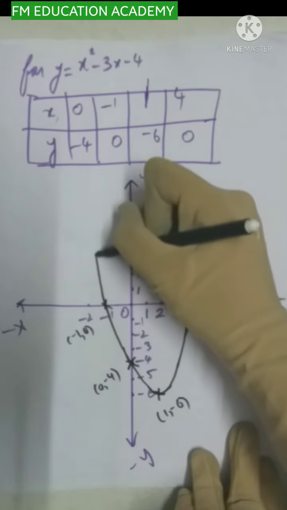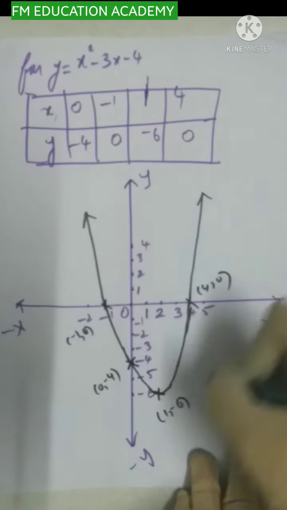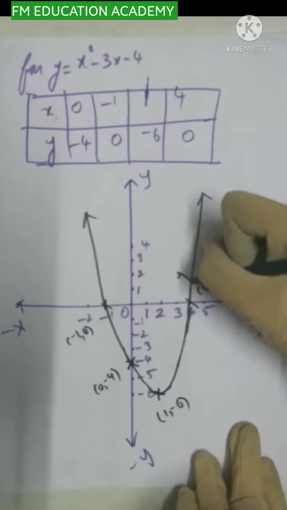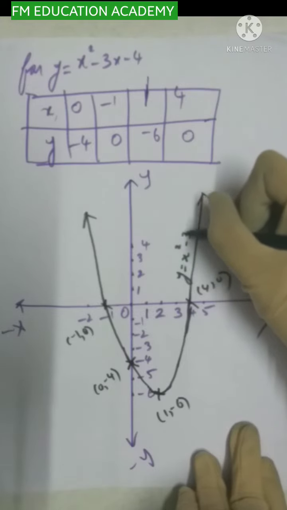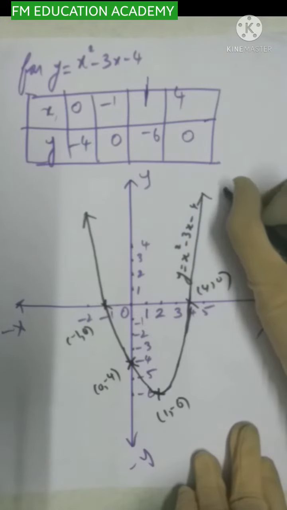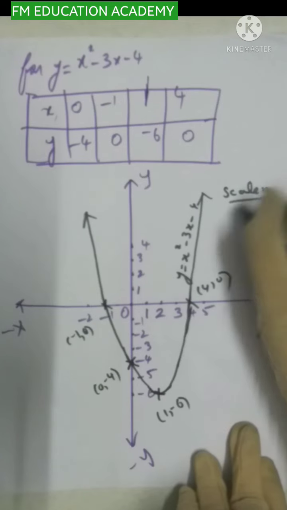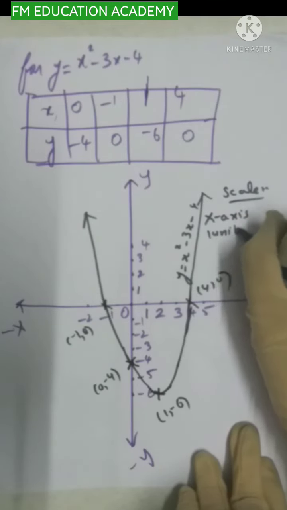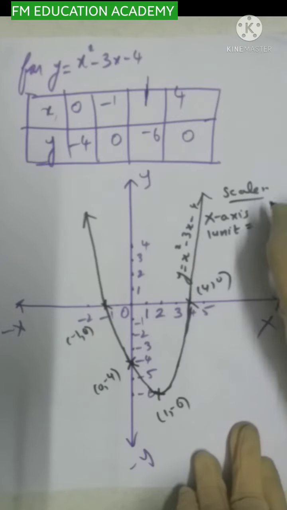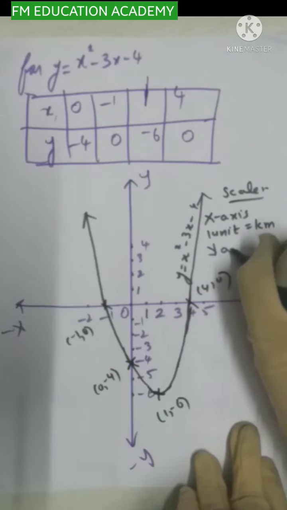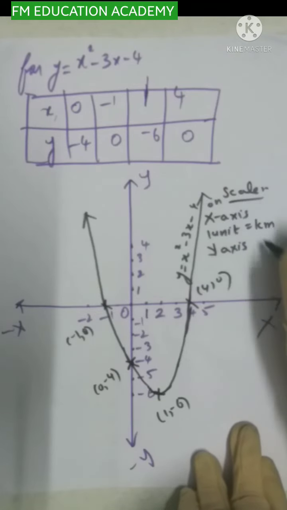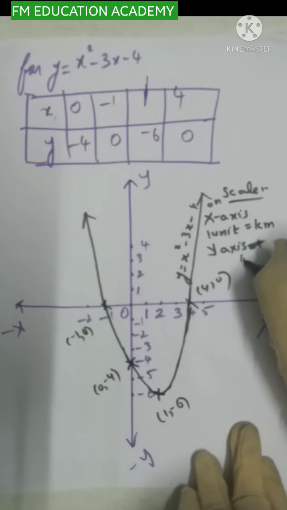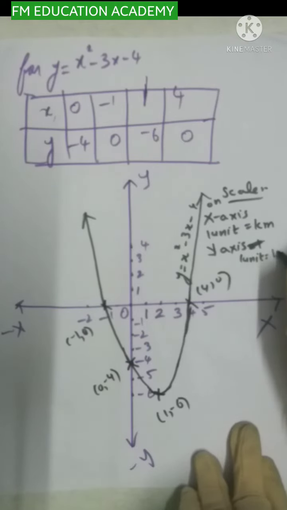Extend it. See, I got a U-shaped curve here, and write the equation on the graph. Y is equal to x square minus 3x minus 4, and always write the scale on the graph. So the scale on the x-axis is 1 unit equals 1 centimeter, and also on the y-axis we took 1 unit equals 1 centimeter.